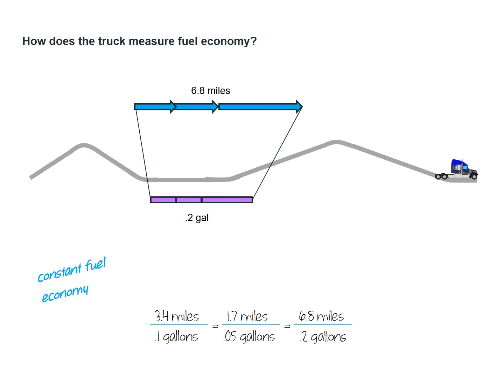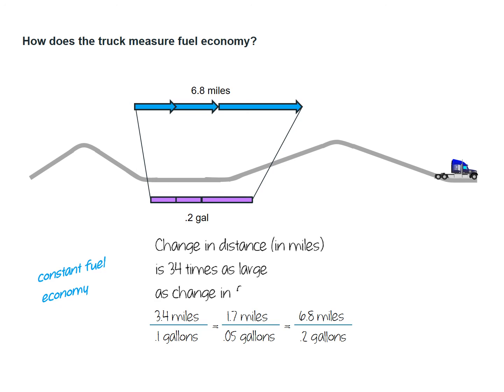So in this case, another way to describe what it means for the truck to have a constant fuel economy of 3.4 miles per 1/10 of a gallon is that the truck's change in distance in miles is 34 times as large as the corresponding change in the amount of fuel consumed in gallons.